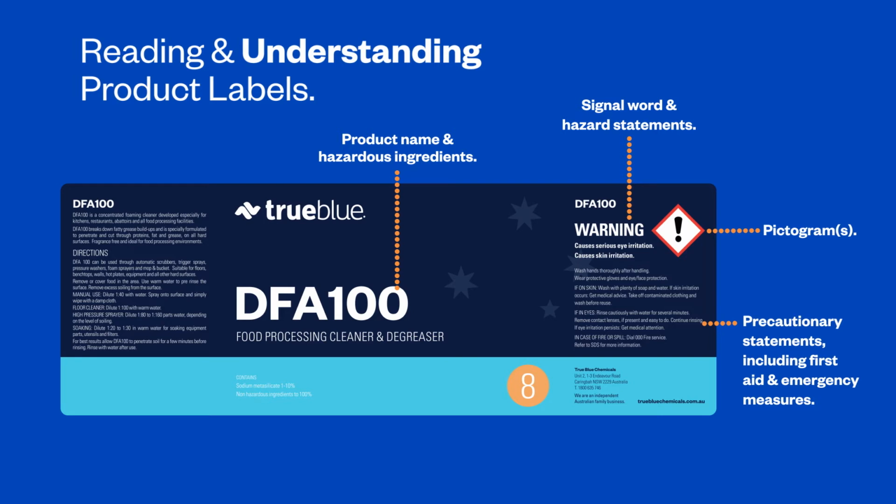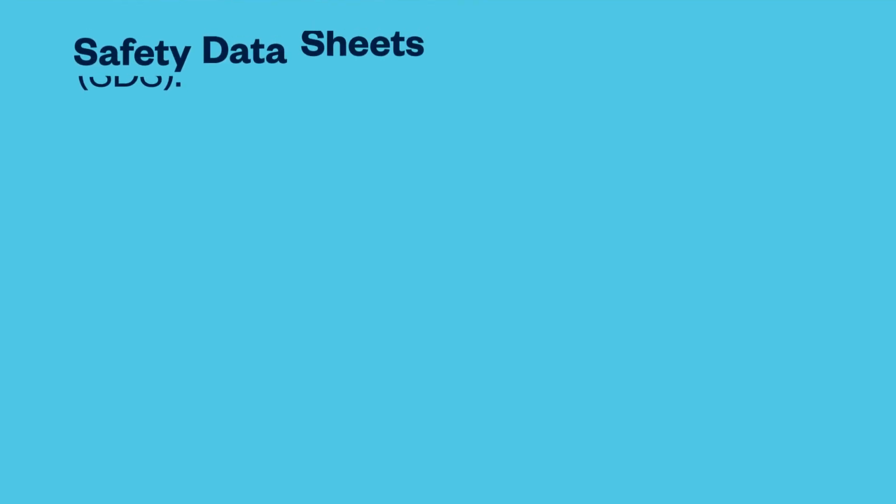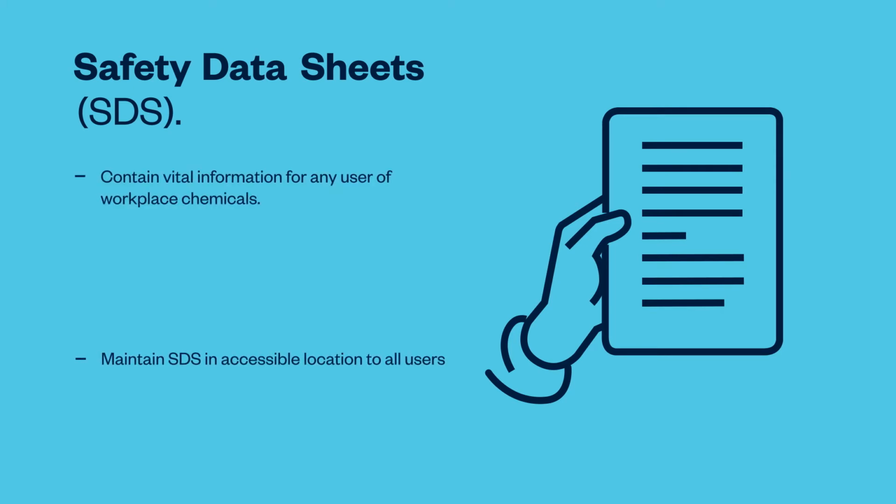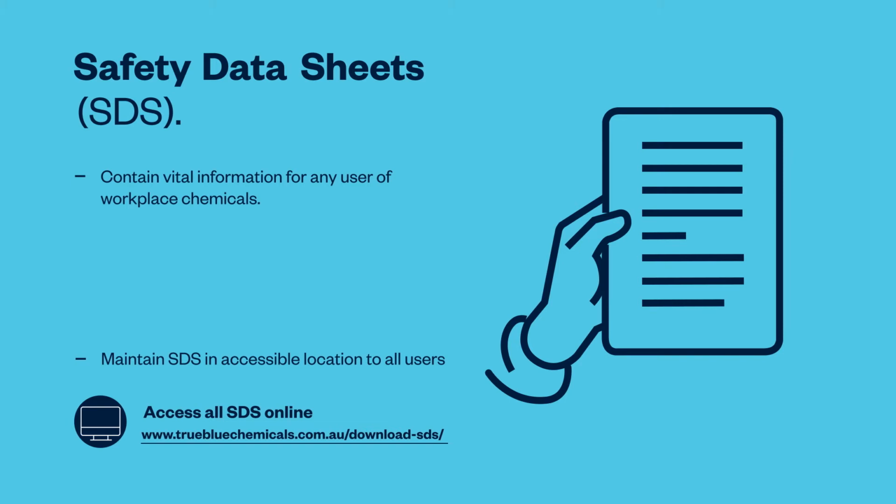Other information on the label includes a brief product description, the directions on how to use the product in different situations, details of the manufacturer, batch number, and expiry date of the product. Let's take a look at our safety data sheets, or SDS, as they are commonly known. SDS contain vital information and should be conveniently located for easy access by all staff at any time. Ensure you are familiar with the location of your own SDS documents at your workplace.